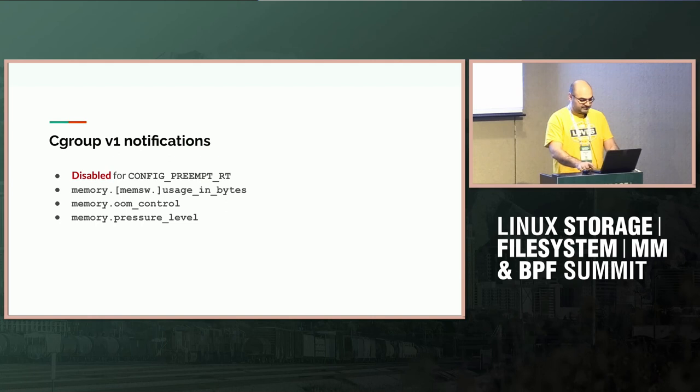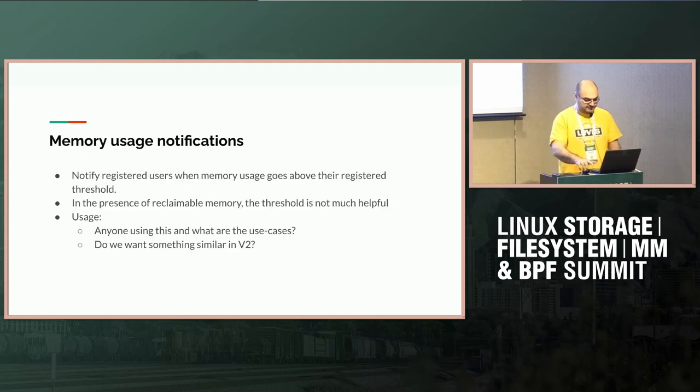All right. Okay, this is the one I do want to go into details. So cgroup V1, first thing, the notifications. There are three different types. They are disabled for the RT kernels. And the first thing about using the V1 notification is that it's a very weird interface. But setting that aside, there are three different use cases for V1. Let me go through one by one.